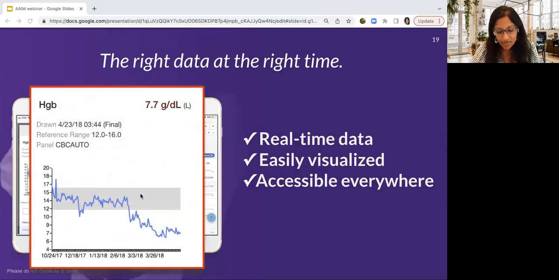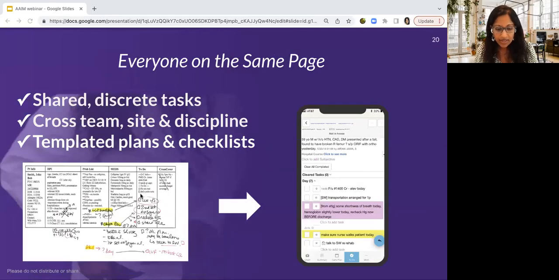And in the example that I just mentioned, they would have actually been able to see that her hemoglobin had in fact been trending down for months and over multiple different admissions, and it would have alerted them to the fact that they needed to pay attention to that more.